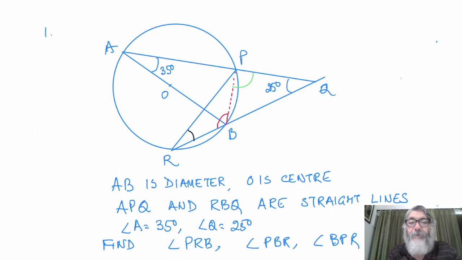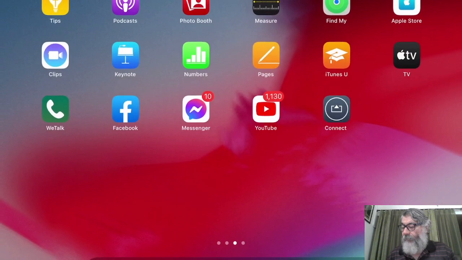You can see in this figure, AB is the diameter, O is the center of the circle. APQ and RBQ are straight lines. Angle A is 35, angle B is 25. What we have to find is PRB, which is marked with black color.